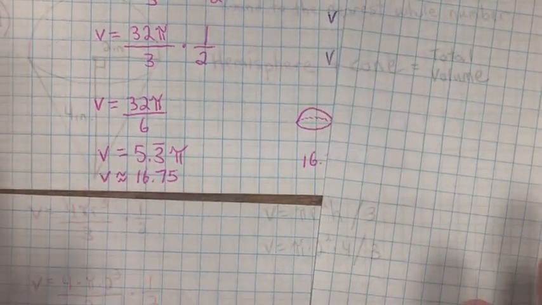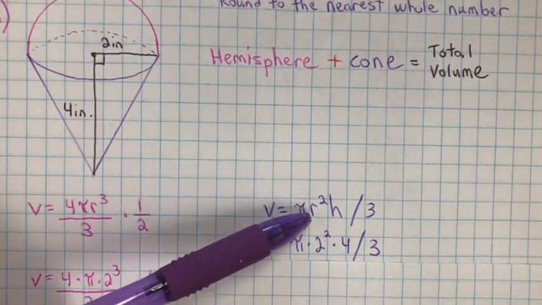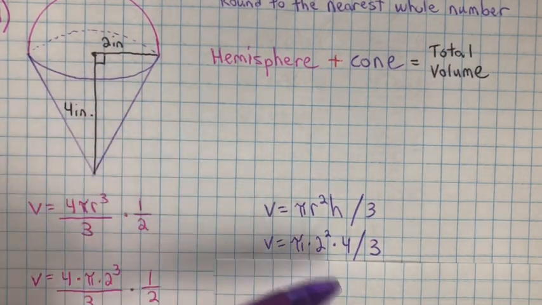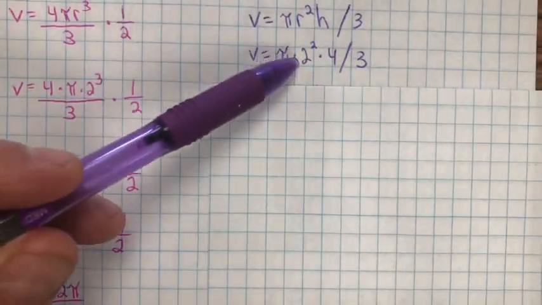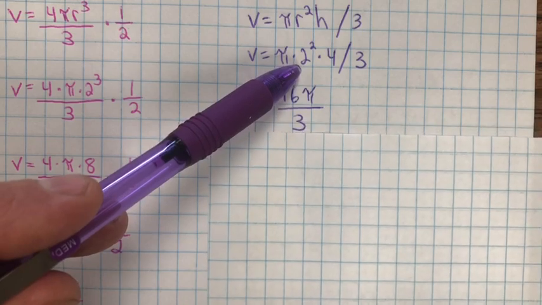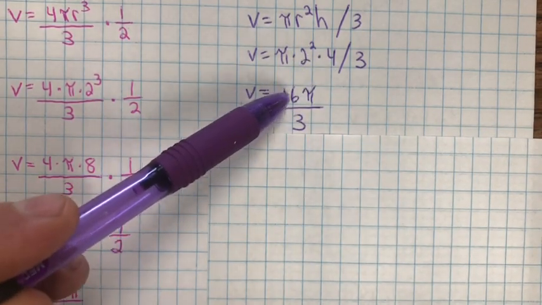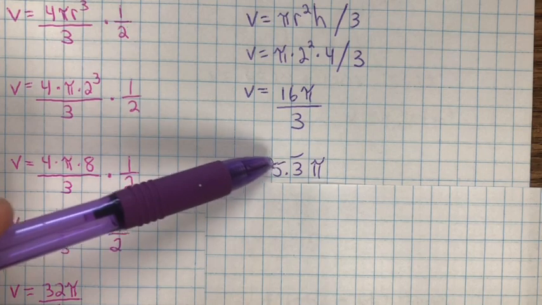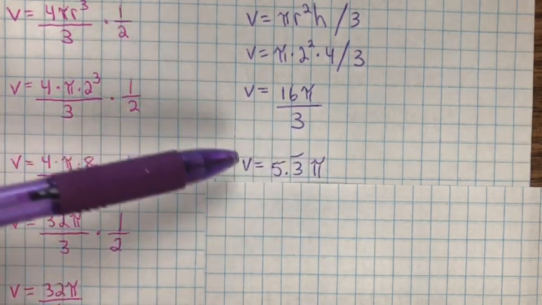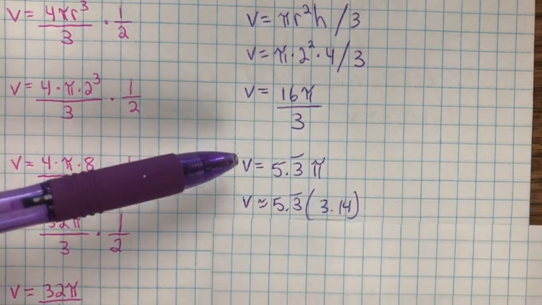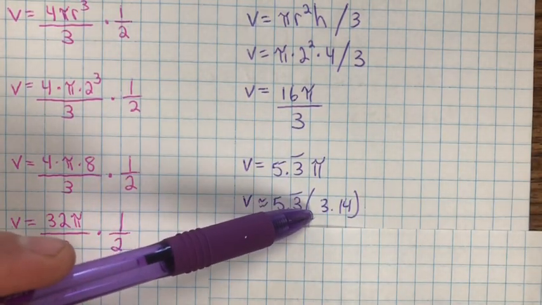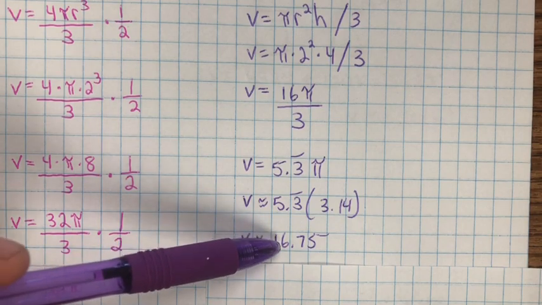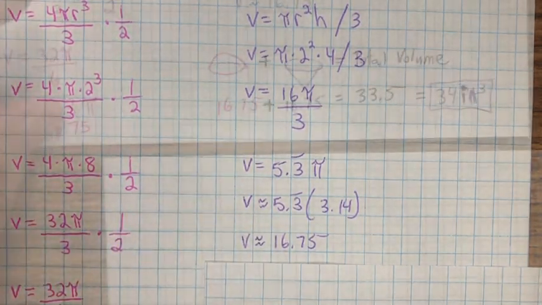Now we have to find the volume of the cone. So the volume of the cone, the radius of the cone is 2, multiplied by the height, which is 4, and then divided by 3. 2 squared equals 4. 4 multiplied by 4 is 16. So we have 16 pi. 16 divided by 3 is approximately 5 3/10 repeating pi. Multiply that by the approximation of pi, 3.14, and we get the volume equals approximately 16 75/100 cubic inches.